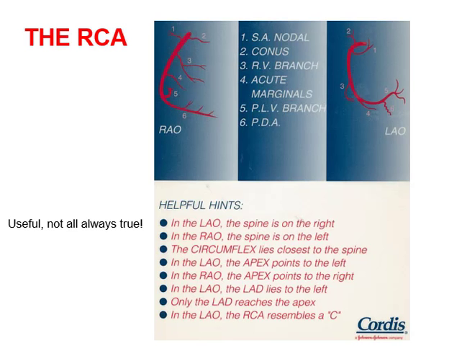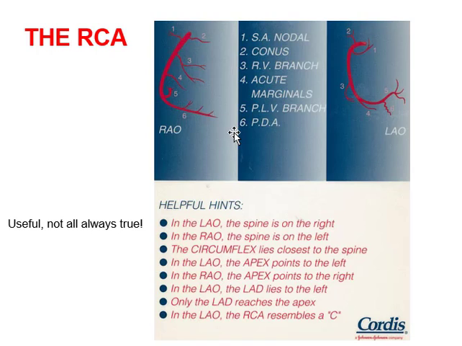There are some very nice drawings out there. This is a little pocket card put out by Cordis. It shows you the RAO and the LAO. And in the LAO, the right coronary artery is that C shape. And this shows nicely the little branches that come out. You'll never find drawings that are exactly the same as any other.